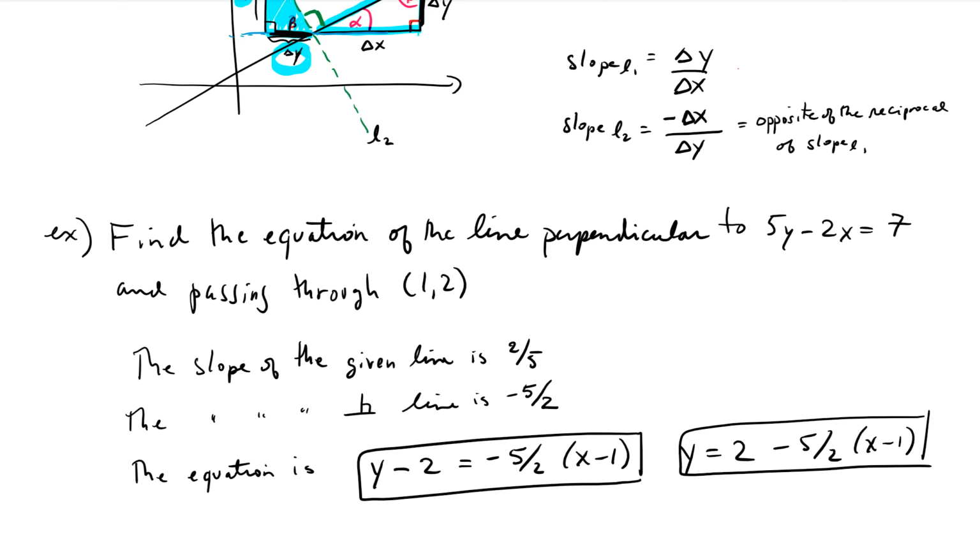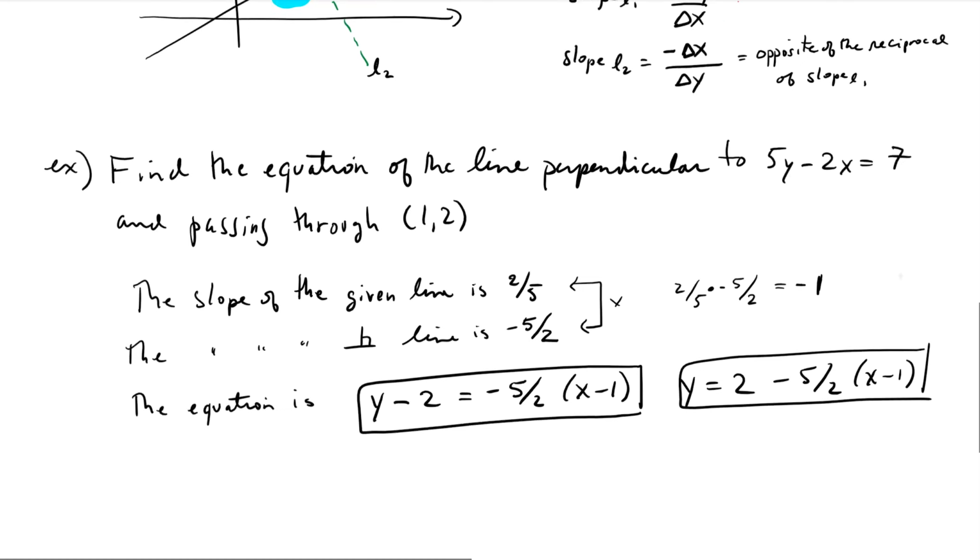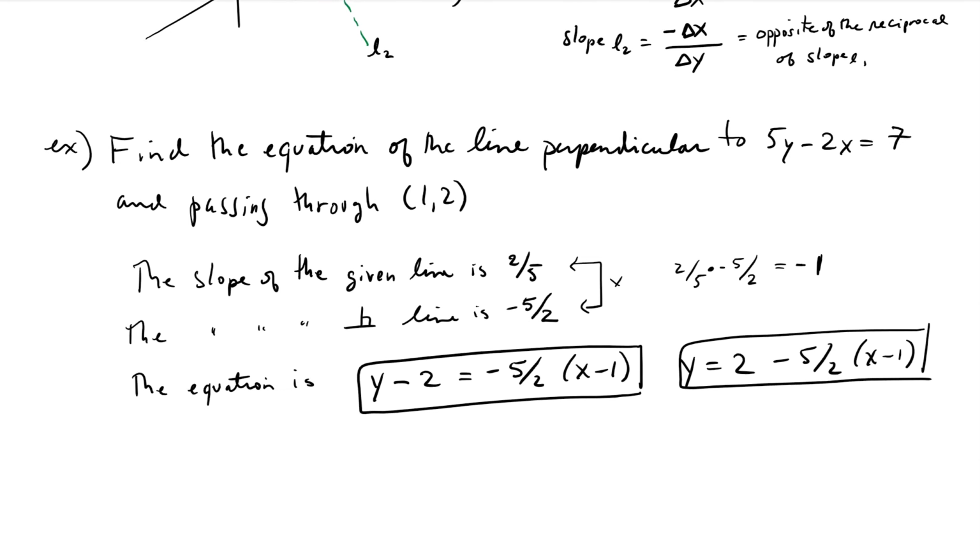Now, there's also one thing I'd like you to notice. If I take these two and I multiply them, what do I get? I get 2/5, and the other one is the reciprocal hit with a negative sign. So we realize that 2/5 times 5/2 is going to give me 1, but because of the negative sign, I'll get minus 1. So this is always going to be true, okay? Since the slope of the perpendicular line is the opposite of the reciprocal, then we have the following result.